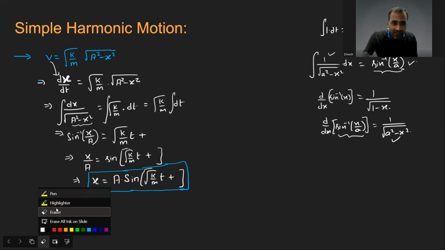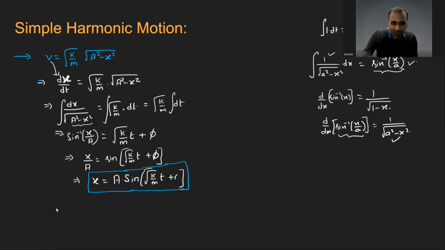Can we find that C? We can find it with the help of some condition. If you use some condition, you can find that constant. Let me use the constant as phi, because it is the phase, that's why I'm using the letter phi. C is also fine. There's nothing wrong in using C or some other letter also, right?